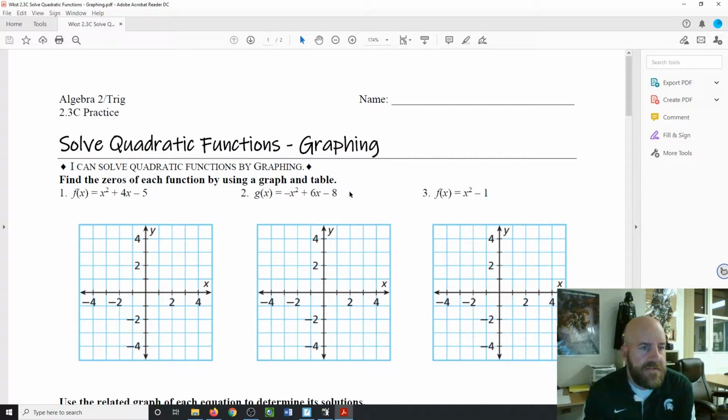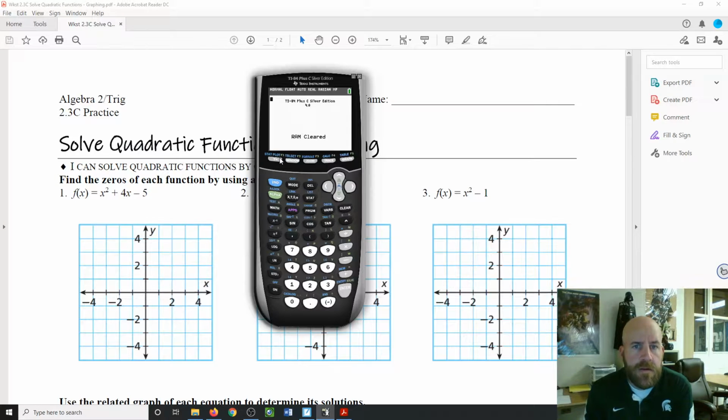Alright, so today's lesson we're looking at solving by graphing. So there's no notes really to fill out. I just want to show you a couple things real quick, and then you guys can go ahead and work on the worksheet. If we are given a function, a quadratic function, or any function really, we can graph it in the calculator.